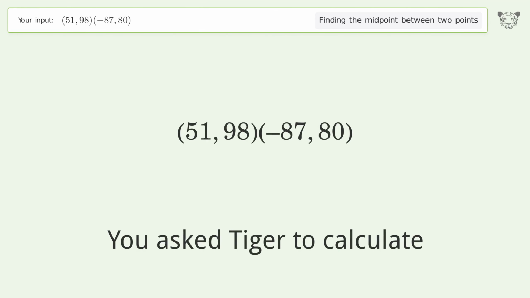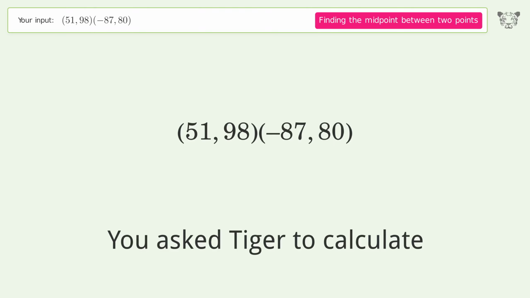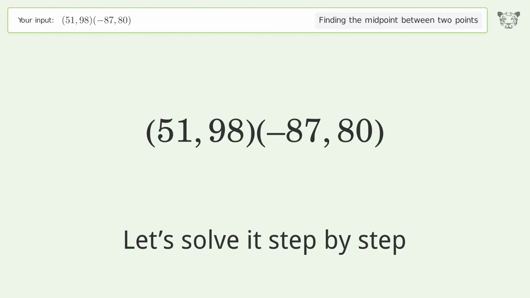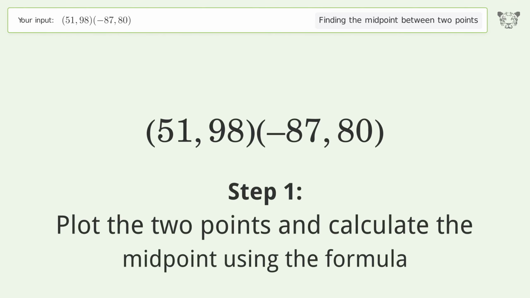You ask Tiger to calculate. This deals with finding the midpoint between 2 points. The midpoint between the 2 points is negative 18, 89. Let's solve it step by step. Plot the 2 points and calculate the midpoint using the formula.